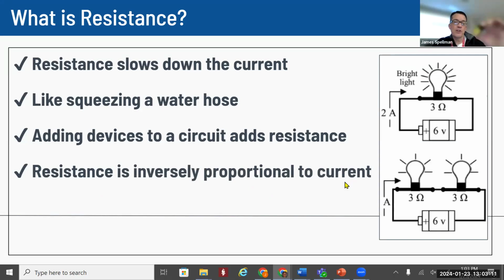Between these three things, the current is the one that doesn't really necessarily affect either of the other two. All right, voltage can change the current, resistance can change the current. Current doesn't really change either of the other two, though.